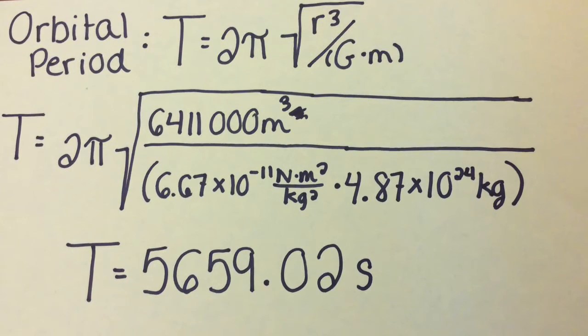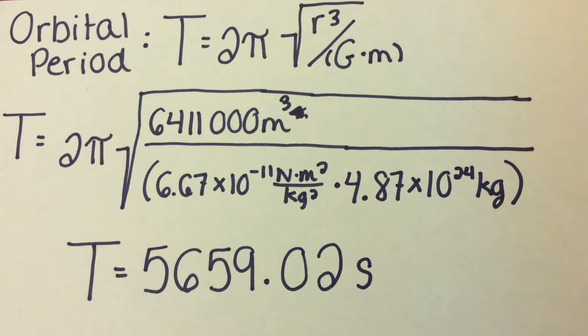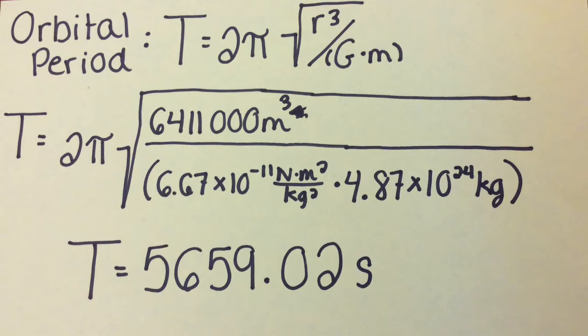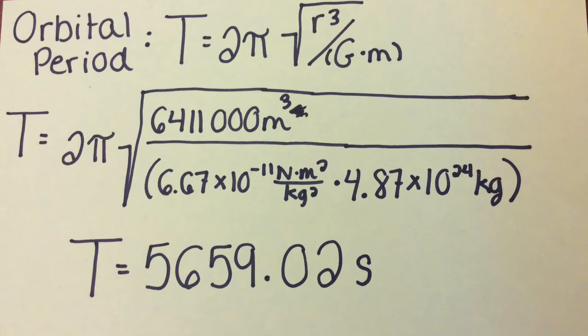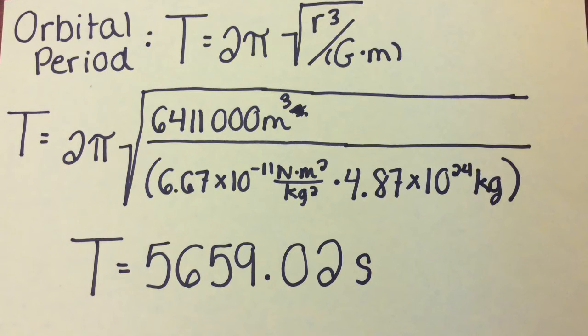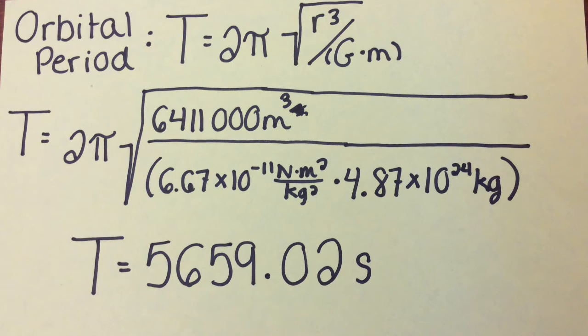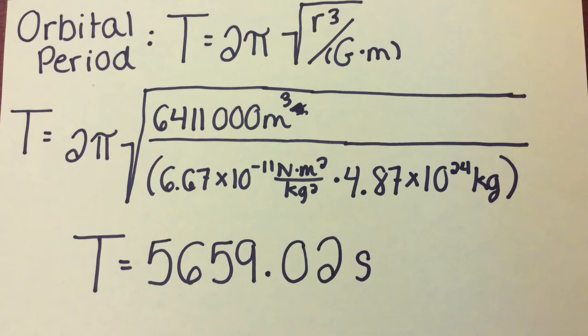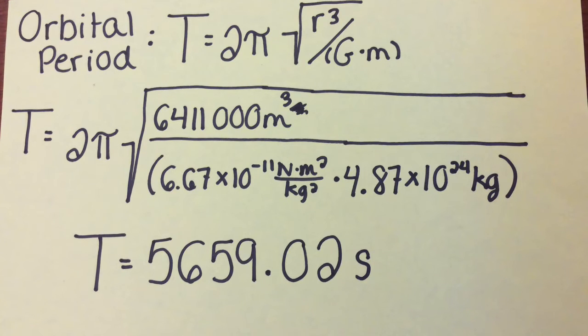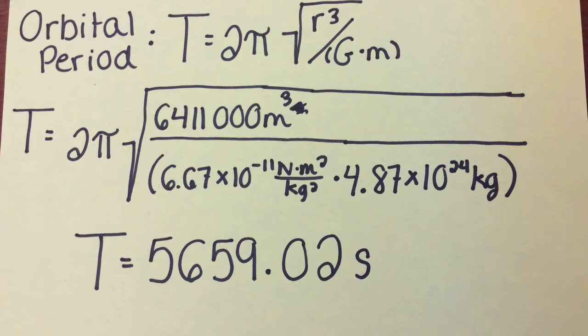In order to calculate the orbital period, it's very similar to the orbital speed, just a slightly different equation. You're still using the R total from earlier, the big G, and the mass of Venus. Your answer should come out to 5,659.02 seconds. Please remember to use exponents correctly again.